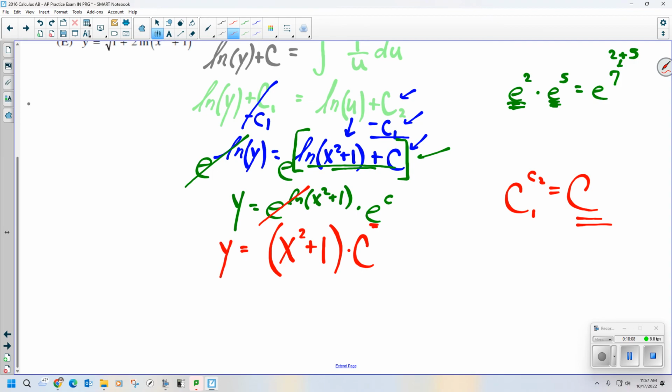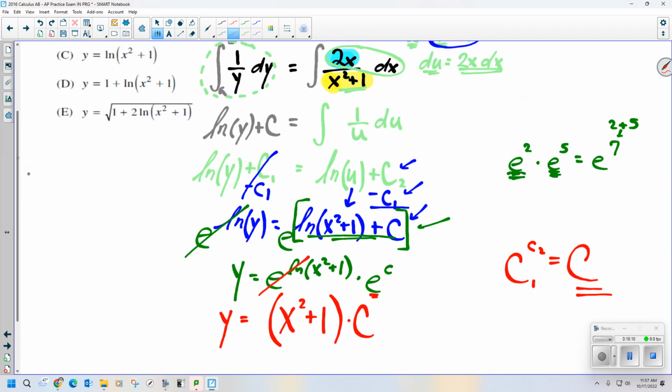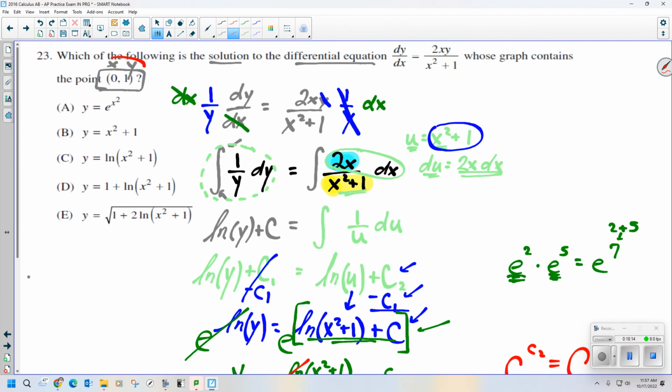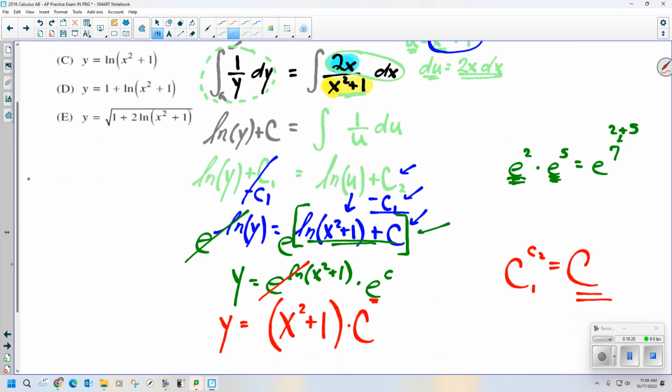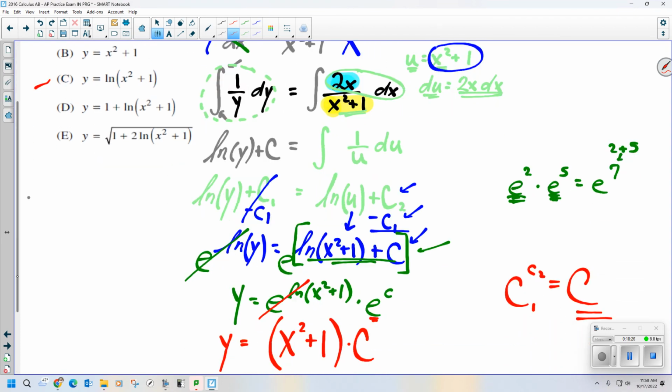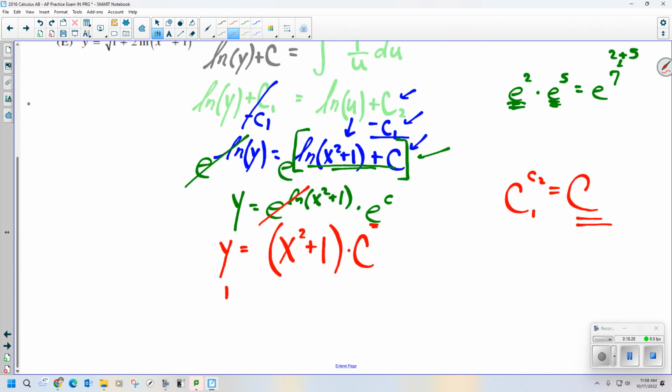None of my answers have a c in it. Why is that? Because they give me an initial condition specifically where I can solve for c. When x is 1, when x is 0, y is 1. So I'm just going to substitute in a 1 for y and a 0 for x and solve for c. Let's do that right here.